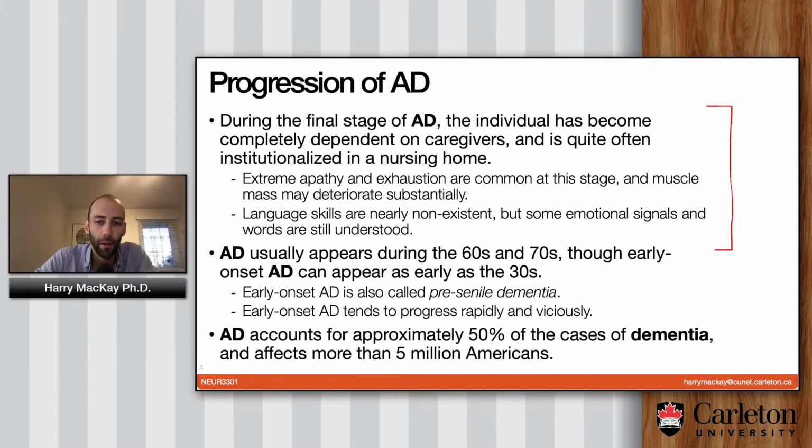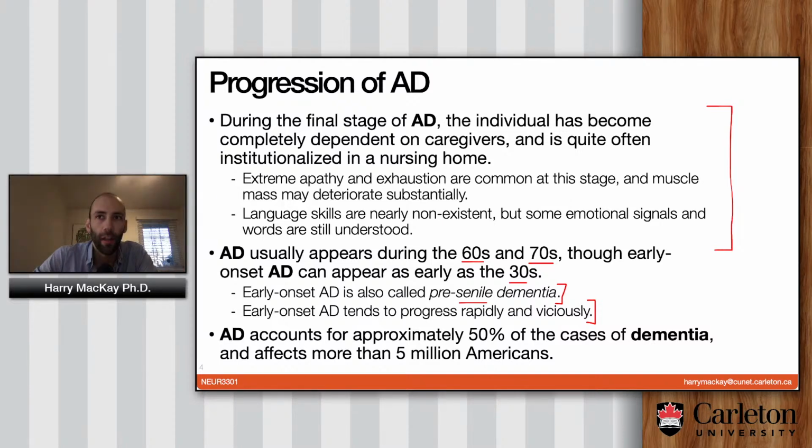Alzheimer's typically appears during the 60s and 70s, though early onset Alzheimer's can appear as early as the 30s. This would be called pre-senile dementia, senile meaning old. Whenever you see that prefix in language, it just means old, sen. So like Senate, for example, is a place where old people are. Believe it or not, that's the literal meaning of it. Senior, same thing. Early onset Alzheimer's disease tends to progress rapidly and viciously. And so if you begin to develop Alzheimer's in your 30s, you're not going to have a good time. That is a very, very rapid course of disease that you'll be experiencing.